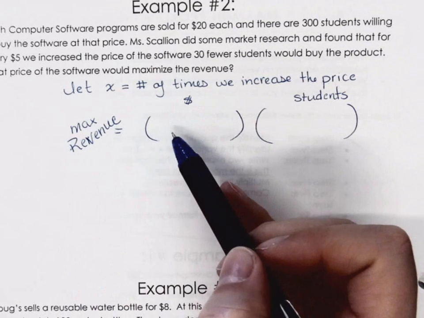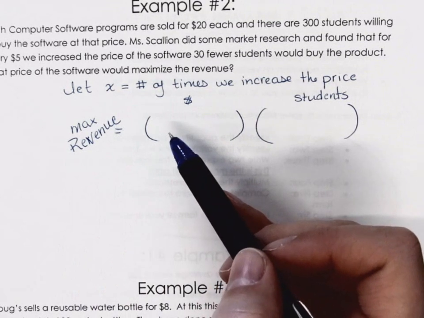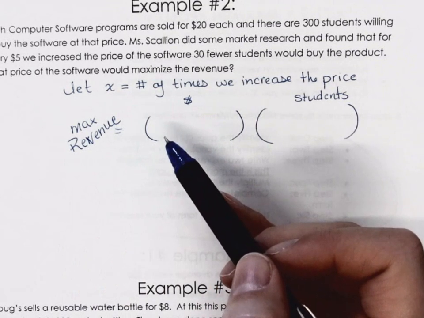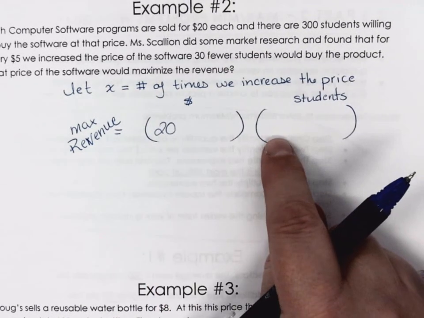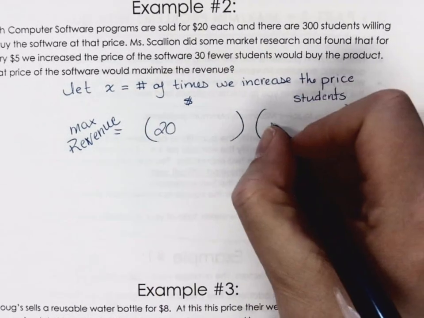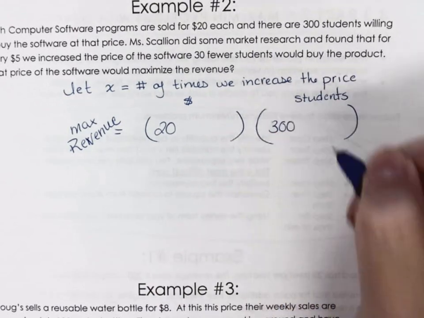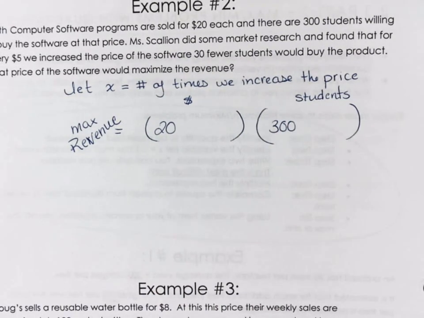Okay, money. What's the money we're starting with? What number are we gonna put in there? 20. Okay. What's the number of students we're starting with? Hopefully 300. I was gonna say 30, but 300, right? Because we know 300 students will buy it at $20. So those are my first numbers.